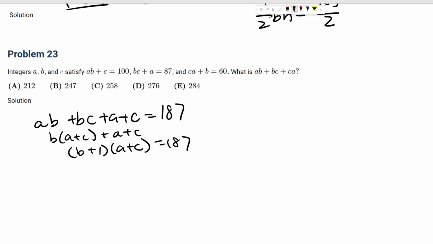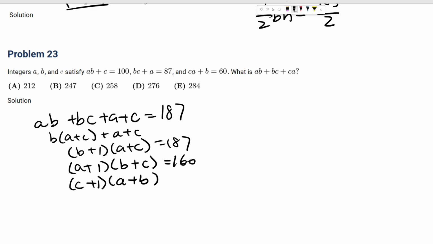And we can add together the other equations too. So if we add together the first and third equations, we're going to get A plus 1 times B plus C is equal to 160. And then the last 2 equations together are going to give us C plus 1 times A plus B equals 147. So these two, obviously the numbers can't be too big, right? So it wouldn't make sense for this to be 1 times 187. So it has to be 11 times 17 or negative 11 times negative 17.